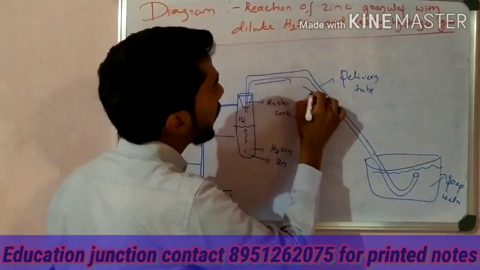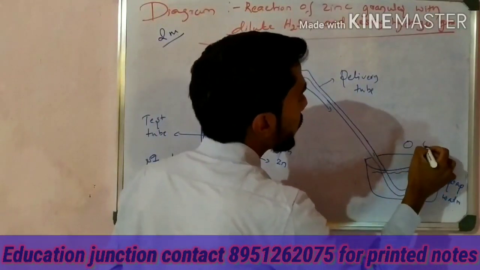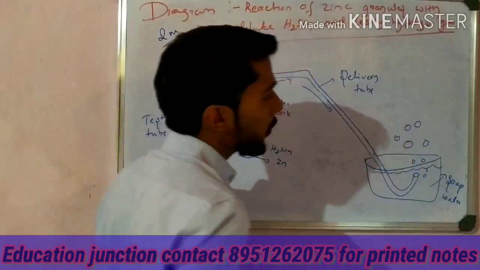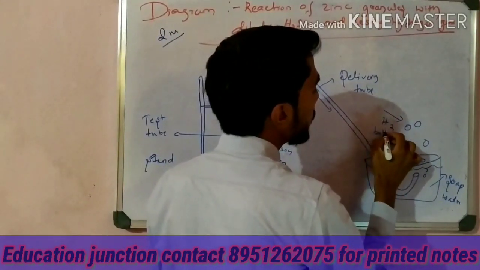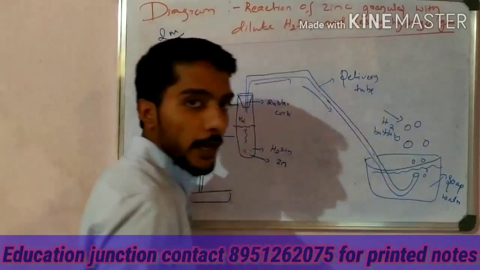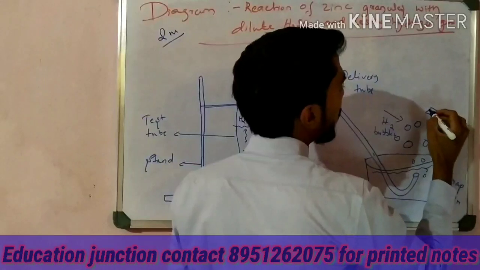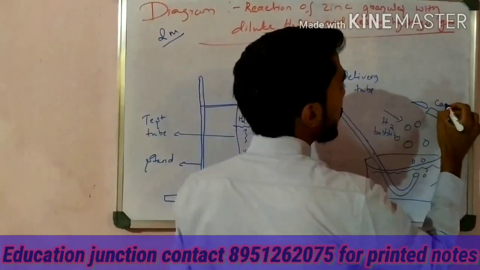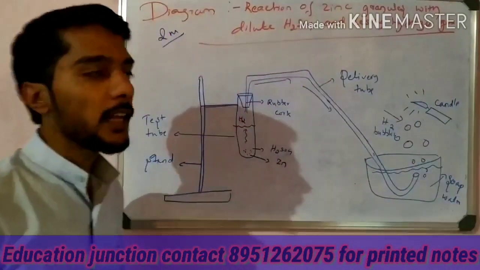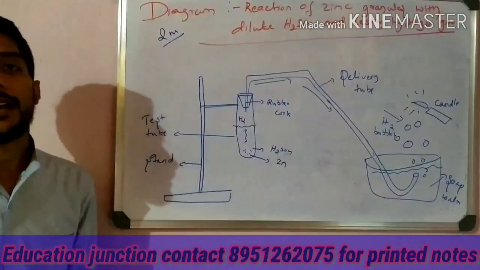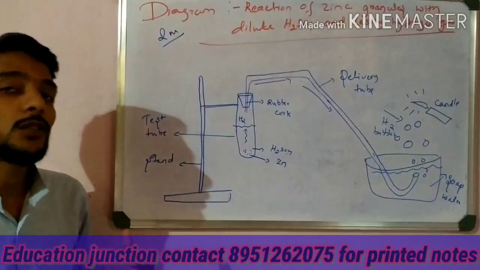So that gas now enters the delivery tube and forms bubbles, hydrogen gas bubbles. Those bubbles are touched with a candle. Here I put a candle. It is called a candle. Here it can produce a pop sound. That is the very simple diagram of the reaction of zinc granules with dilute sulfuric acid.